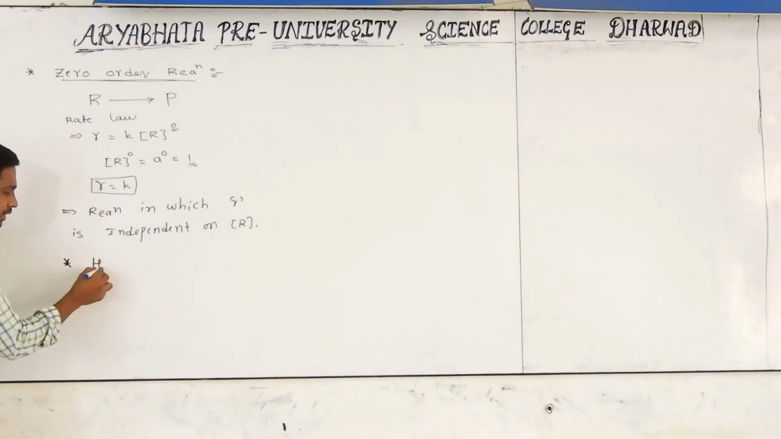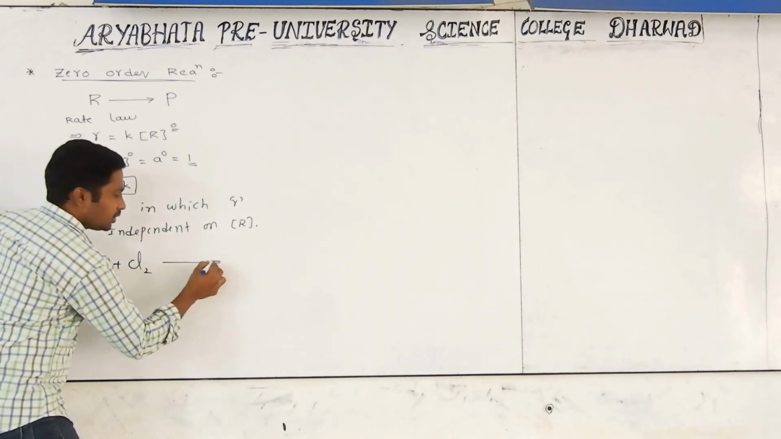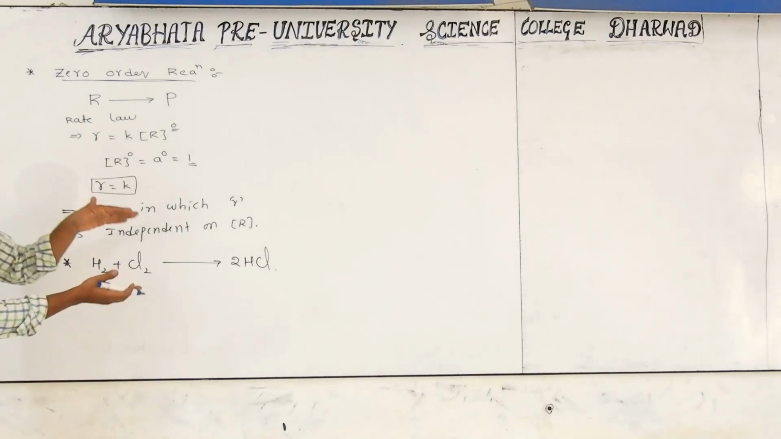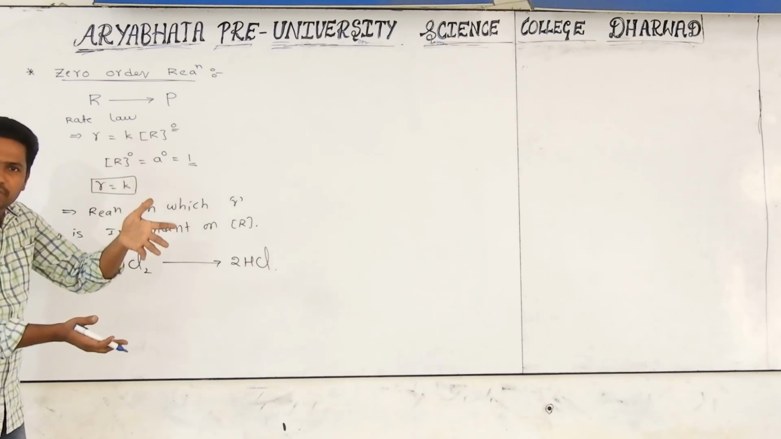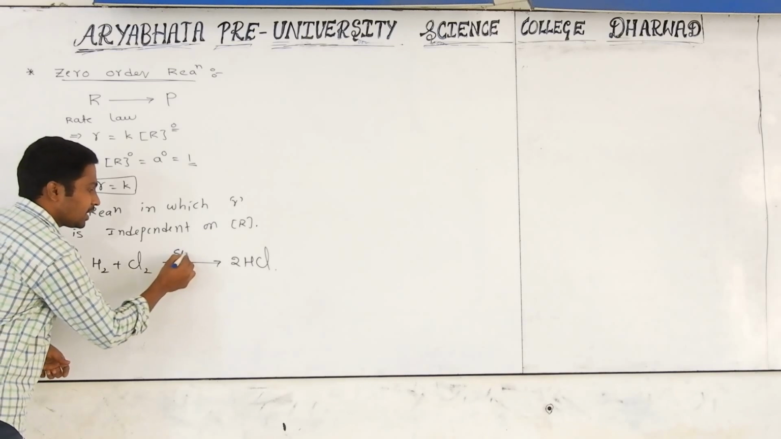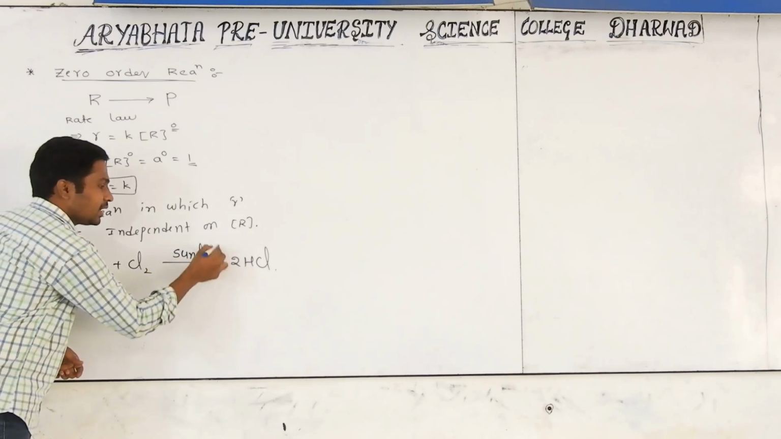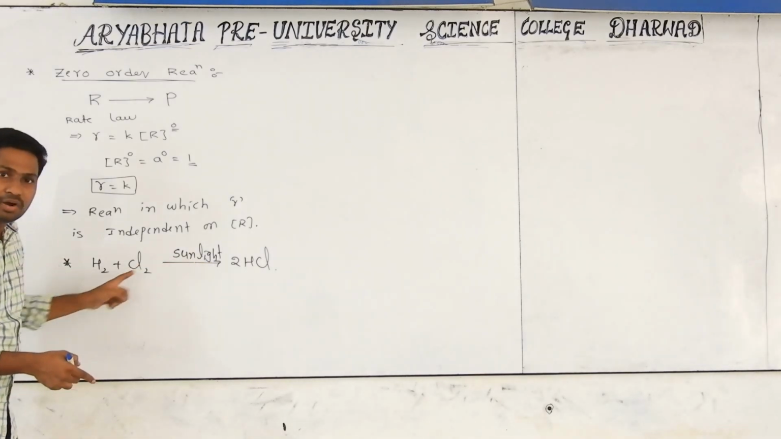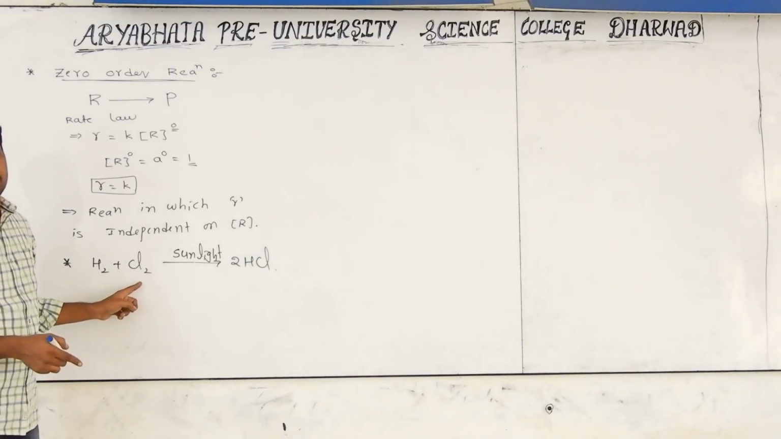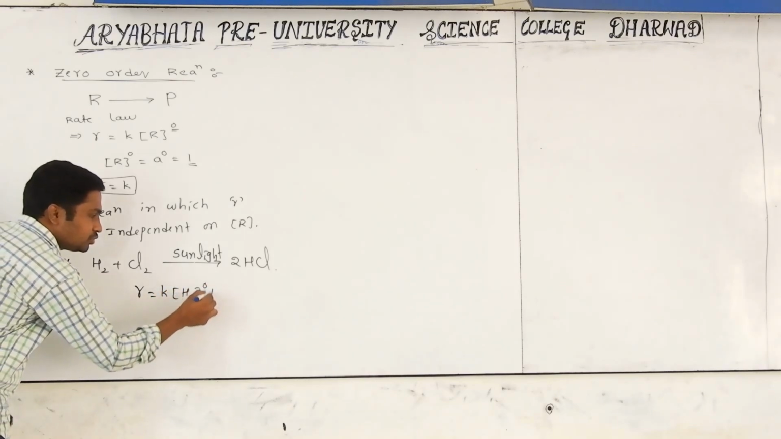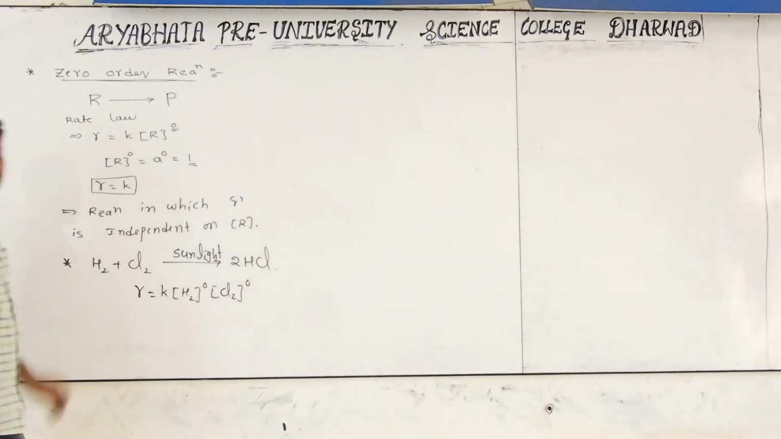First one: H2 plus Cl2 gives 2HCl. This does not happen naturally. However much H2 and Cl2 there is, the reaction will not proceed. It is influenced by other factors like sunlight. If sunlight is there, only then the reaction proceeds. The whole reaction depends upon sunlight, not on the concentration of H2 and Cl2. We can write rate of reaction equals rate constant times concentration of H2 to the power 0 and Cl2 to the power 0. The sum of the powers is also 0.